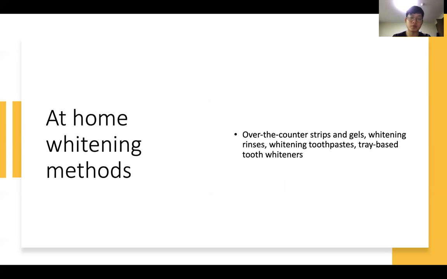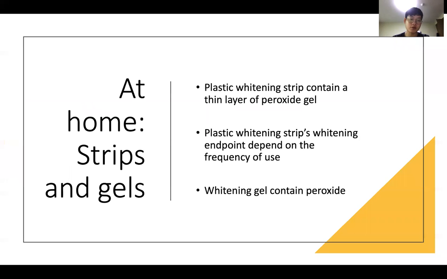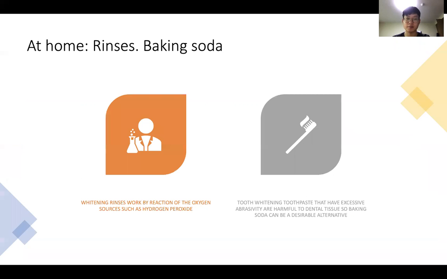Now we have to know the methods that can be used at home. Home tooth whitening products are available from dentists or over-the-counter. At home, whitening methods include over-the-counter strips and gels, whitening rinses, whitening toothpaste, and tray-based tooth whiteners. The first method is strips and gels. Plastic whitening strips contain a thin layer of peroxide gel, and the whitening endpoint depends on the frequency of use. And whitening gel also contains peroxide.